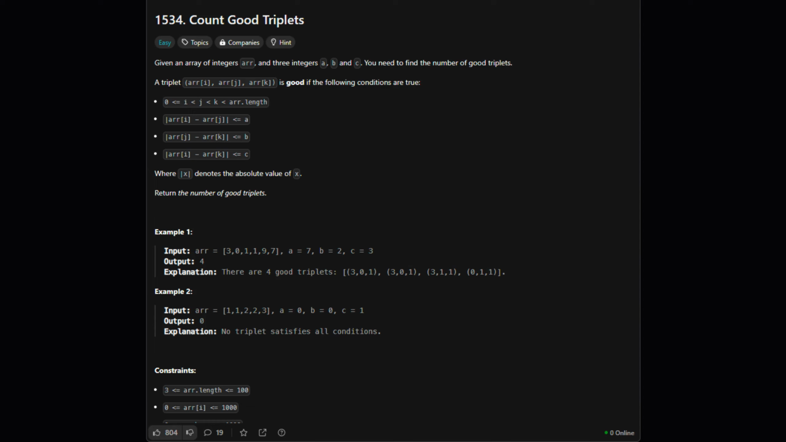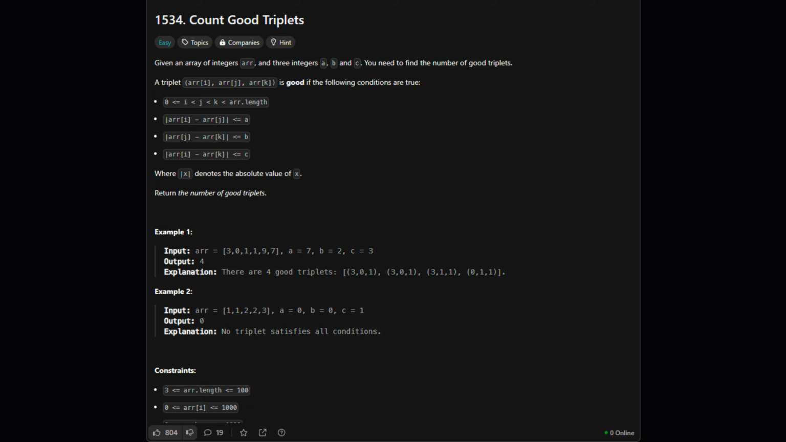Okay, so here's the official description. Essentially, we're given a list of numbers called arr, and we're also given 3 other numbers, a, b, and c. Our job is to find how many combinations of 3 indices, let's call them i, j, and k, exist that satisfy a few conditions. First, the indices must be in increasing order. i comes before j, which comes before k.